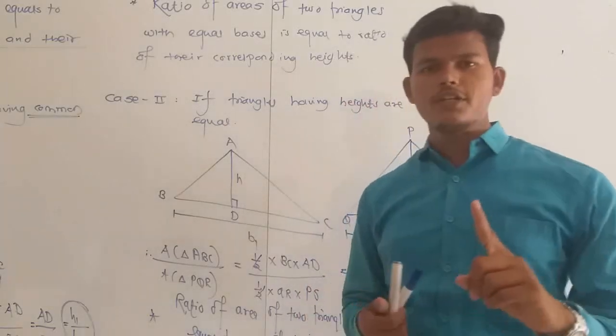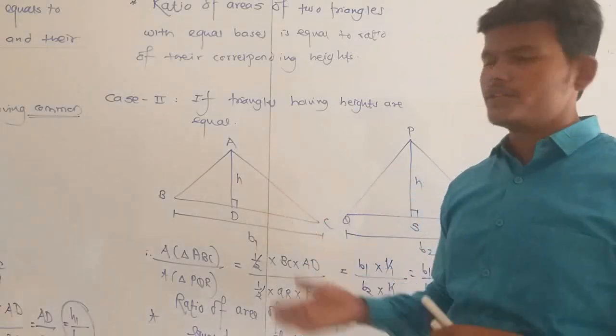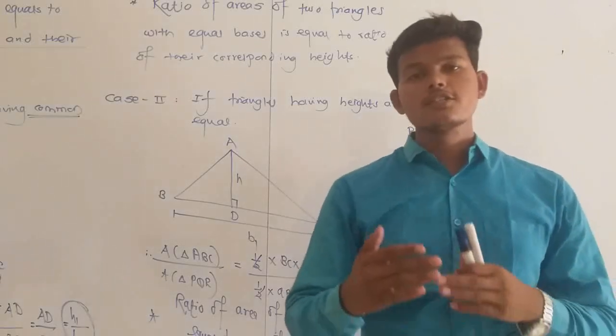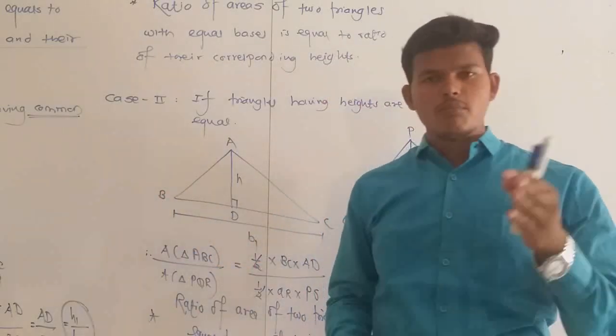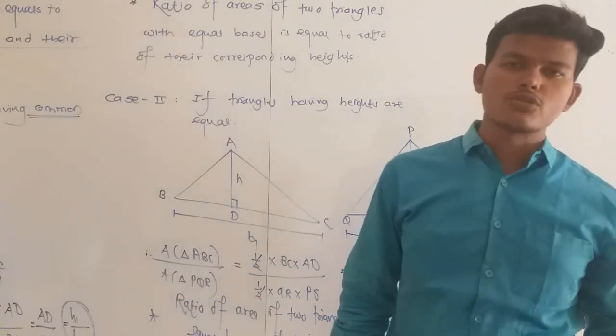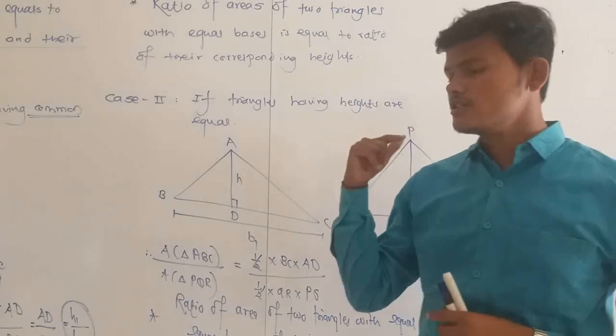For the first property, the first case is if two triangles have a common base. And if two triangles have a common base, then their area is proportional to the height. If the base is common, the area is proportional to the height. If the height is common, then the area is proportional to the base. These are the two vice versa cases for the first property.